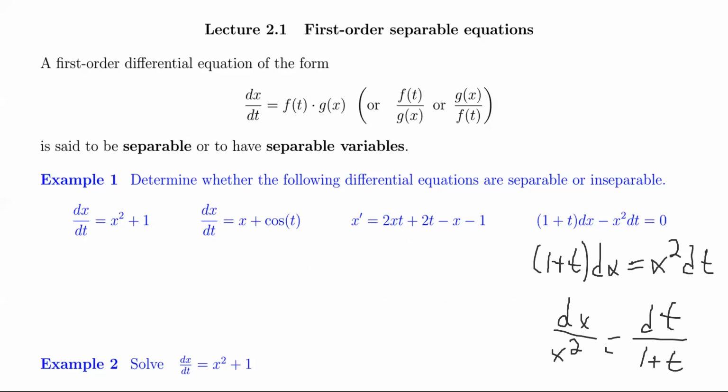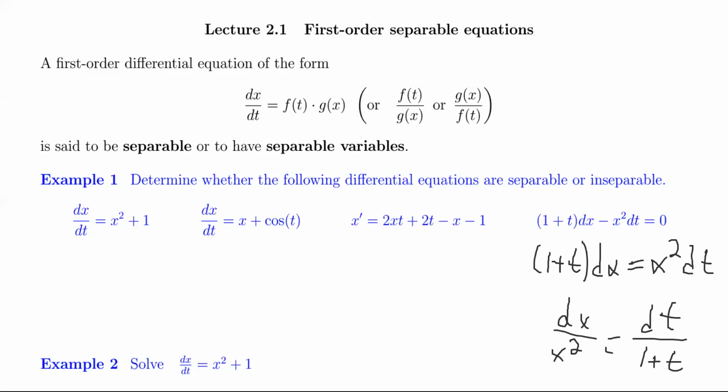And we have separated our variables, right? Everything with the x is on the left and everything with a t is on the right. Notice also, and this is very important, that the dx is in the numerator and the dt is in the numerator. We do not want dx in the denominator or dt in the denominator anywhere.